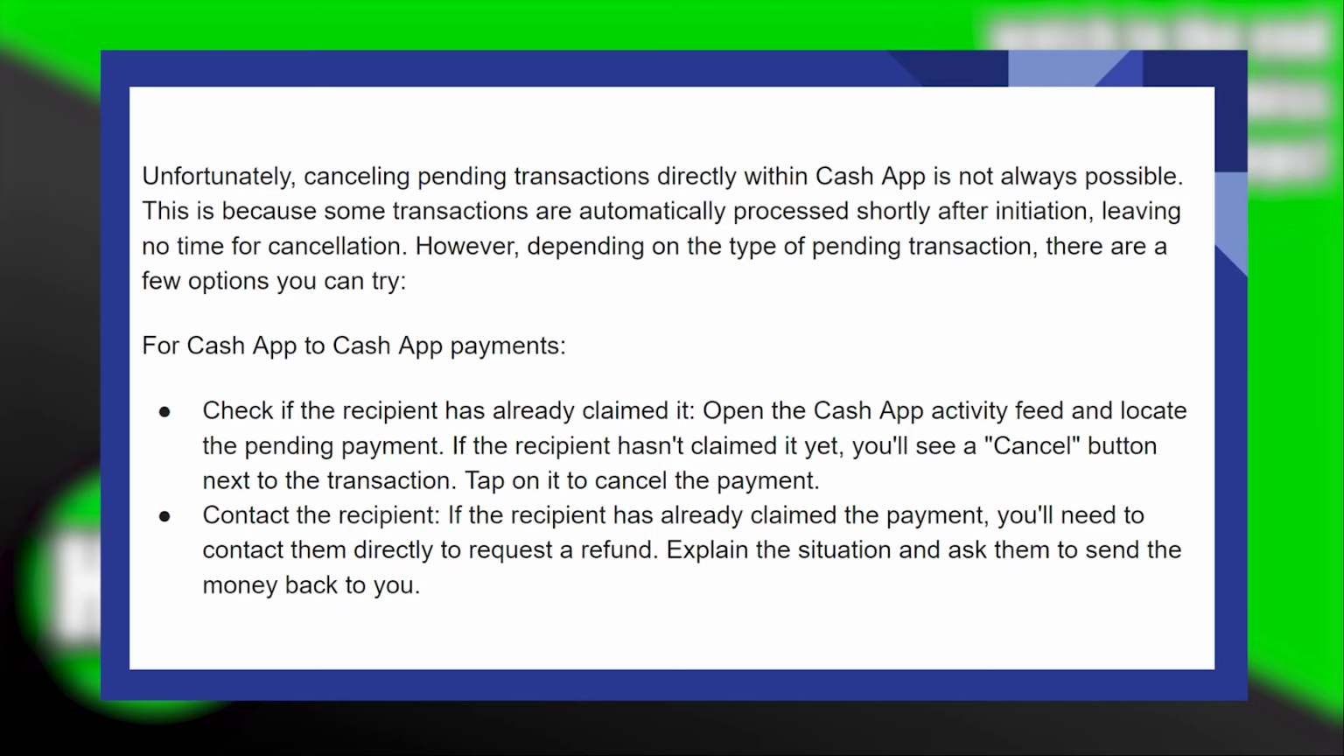For Cash App to Cash App payments, check if the recipient has already claimed it. Open the Cash App activity feed and locate the pending payment. If the recipient hasn't claimed it yet, you will see a cancel button next to the transaction. Tap on it to cancel the payment.